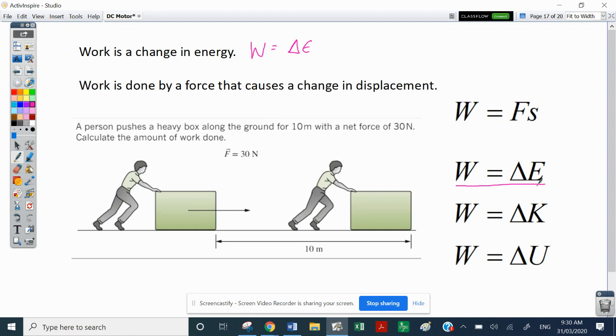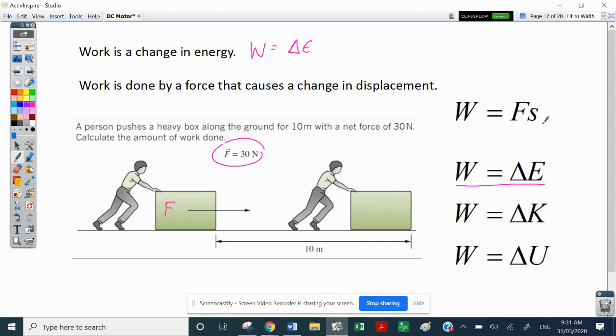Work is done when a force causes displacement. So this diagram here has a gentleman pushing a box with a force of 30 newtons across 10 meters displacement. Because we are using a force and we are causing a change, a force causing a change is work. And in this case, the amount of work being done is quantified by this formula over here. So let's have a look at what we've got here. So here is our first formula for work.